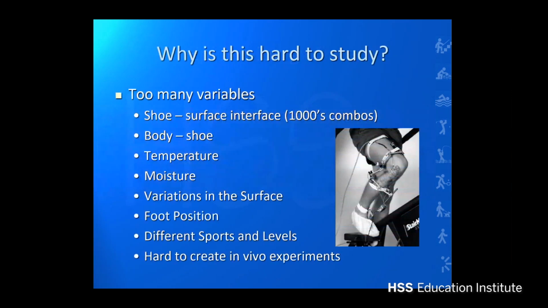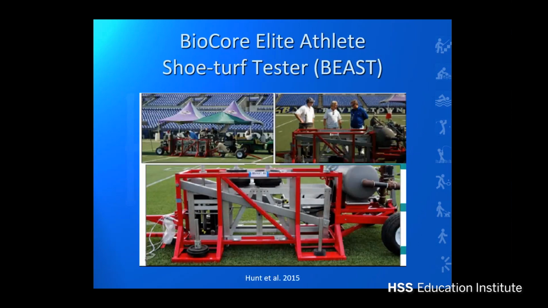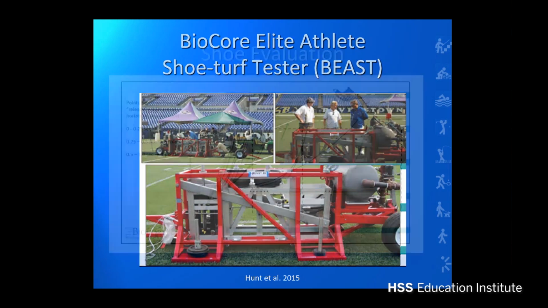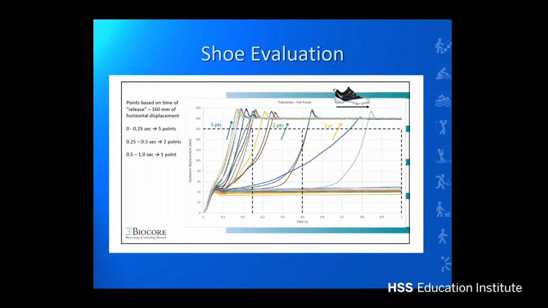So why do they still do it? Again, because it's cheaper. The differences may be statistically significant, but one can argue clinically how much of an increased risk is worth it. It's also a hard thing to study because there are a lot of variables, including the shoe, the temperature, the moisture, and variations in foot position, sports, and levels. This is what the NFL does: they use a machine to test the shoes and the surfaces. Different shoes can be evaluated, so all shoes aren't the same.